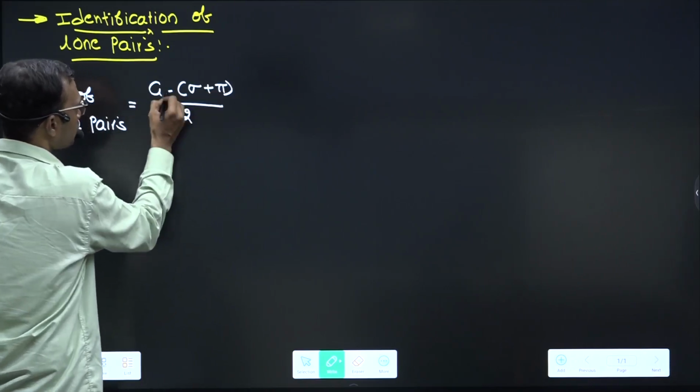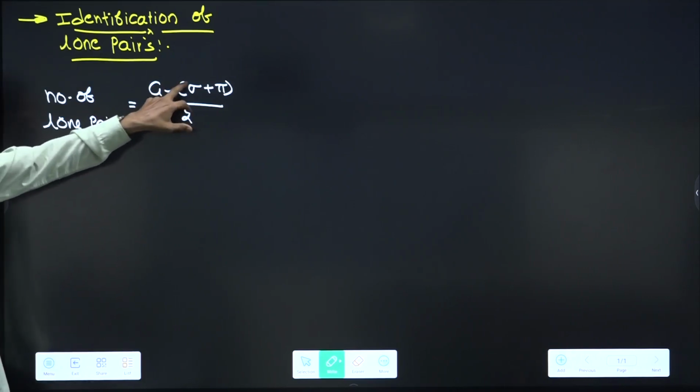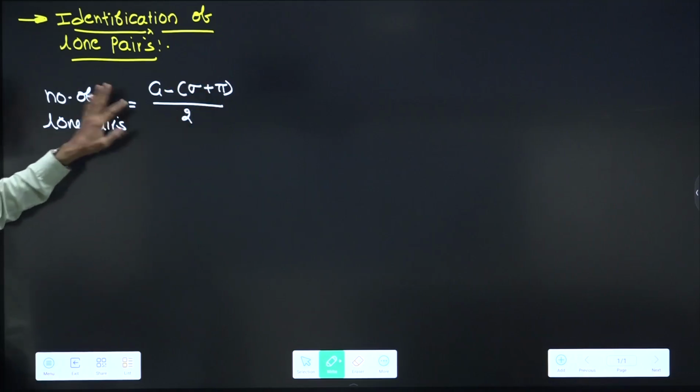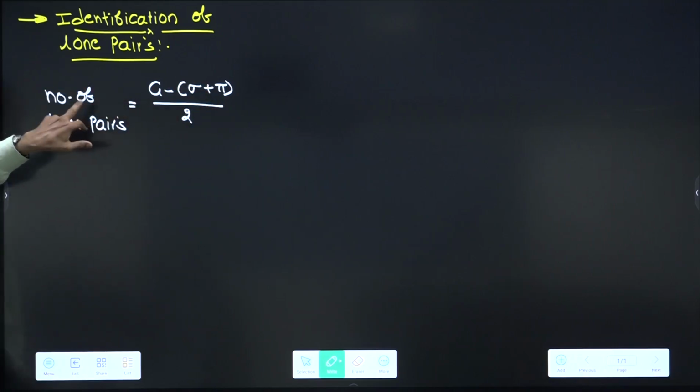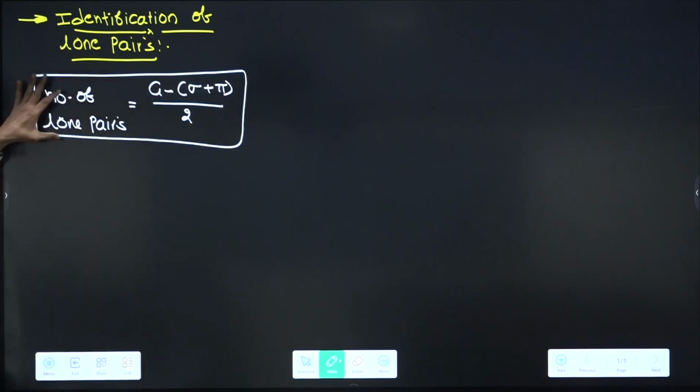This is a formula. So what does G indicate? Group number of the central atom. Sigma is how many sigma bonds are surrounded by the central atom, and pi is how many pi bonds are present around the central atom. Divided by 2 will give one number. Suppose if it is 1, it means 1 lone pair. One lone pair carries how many electrons? 2 electrons. This is the formula for a neutral molecule. Especially for neutral we need to apply this.